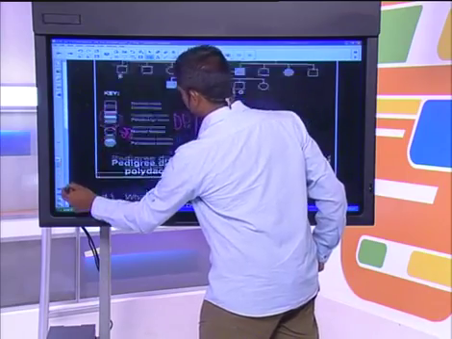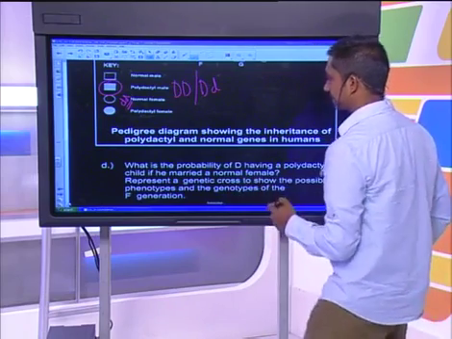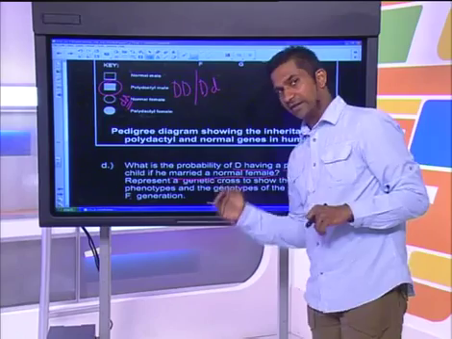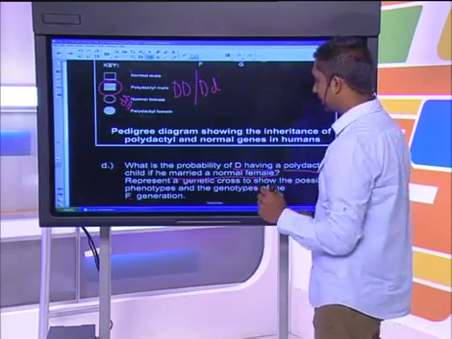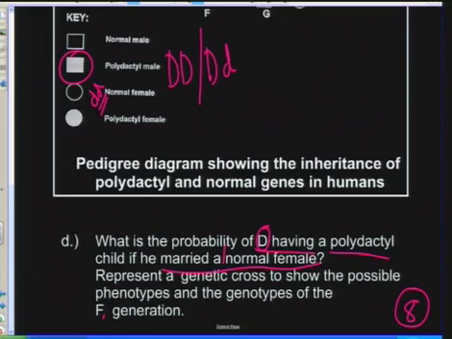Okay, so let's go further down. Let's see. Okay, I'm going to erase again. Question D: based on the pedigree diagram, what is the probability of D having a polydactyl child if he married a normal female? Represent the genetic cross showing the possible phenotypes and genotypes of the F1 generation. And this, guys, normally counts for 8 marks. So this is a very complex question, but it's very easy if you understand the layout. So we've got to very quickly find out the genotypes of D, who married a normal female. A normal female, guys. So remember that a normal female would be that.